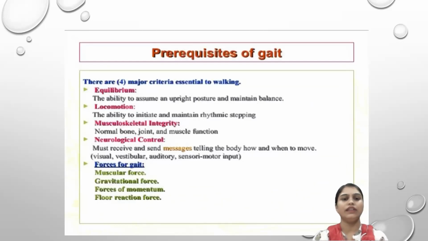Prerequisites of gait. There are four major criteria essential to walking. First, equilibrium: the ability to assume an upright posture and maintain balance. Second, locomotion: the ability to initiate and maintain rhythmic stepping. Third, musculoskeletal integrity: normal bone, joint, and muscle function. Fourth, neurological control: must receive and send messages telling the body how and when to move, including visual, vestibular, auditory, sensory, and motor input. Forces for gait: muscular force, gravitational force, force of momentum, and ground reaction force.